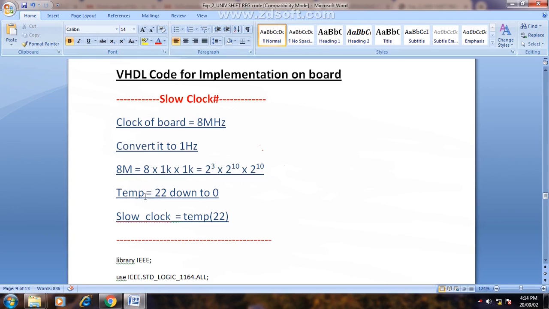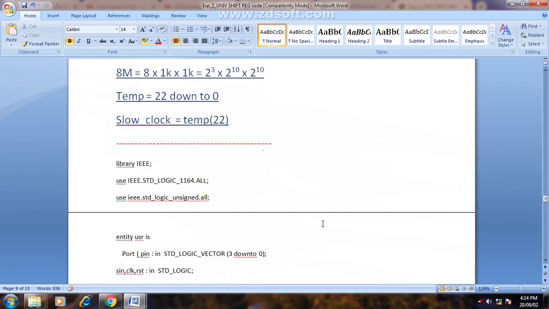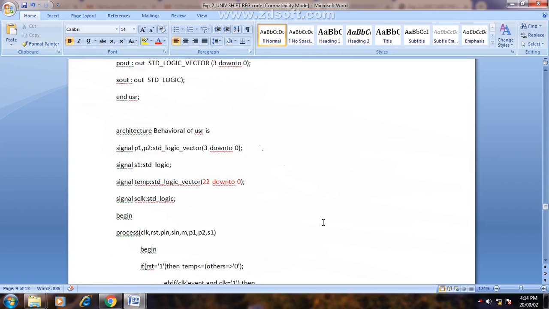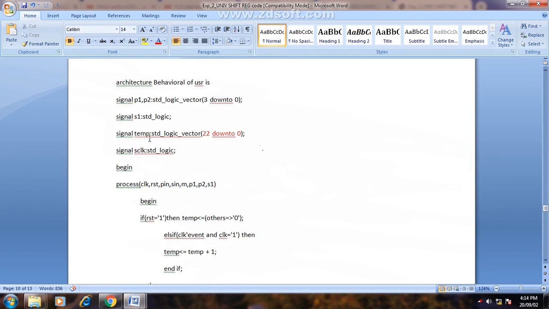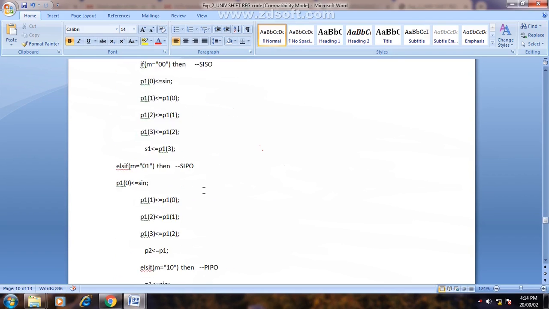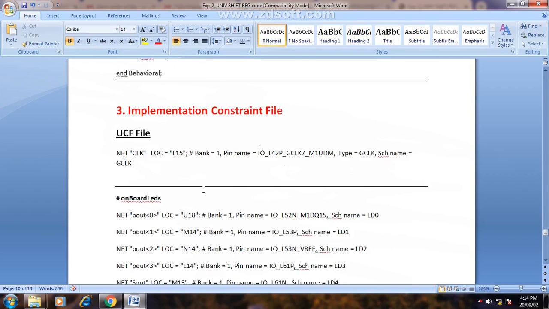So now instead of 1 down to 0, we'll define temp as 22 down to 0, and the slow clock will be transferring the MSB of this temporary, that is the 23rd bit. Now I have made changes in the code, and I have explained them over here. The only change is the temp signal, which is changed from 1 down to 0 to 22 down to 0. And in S clock, instead of temp of 1, we have to transfer temp of 22. The rest is the same.